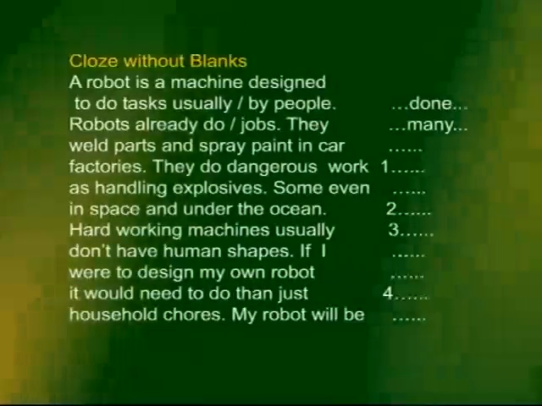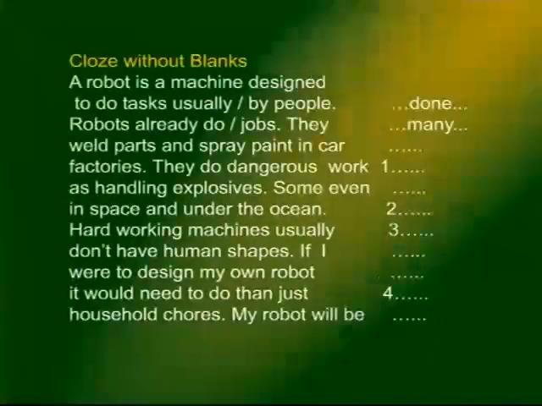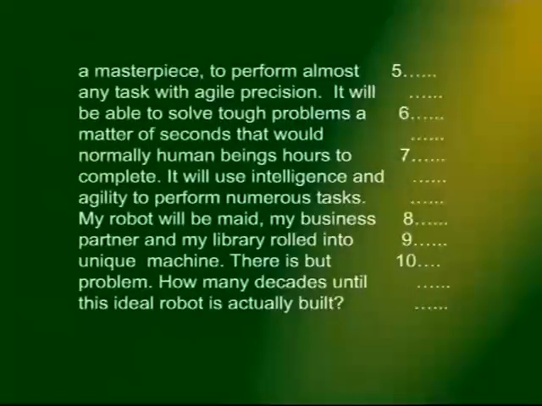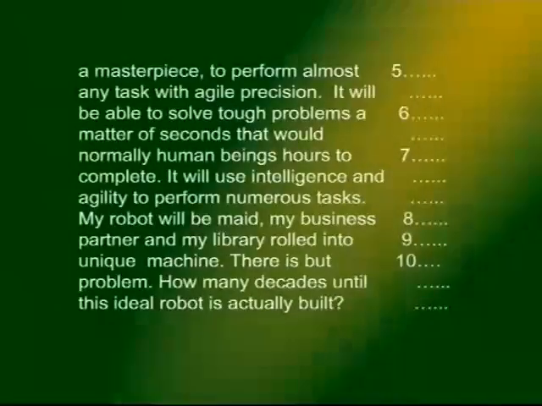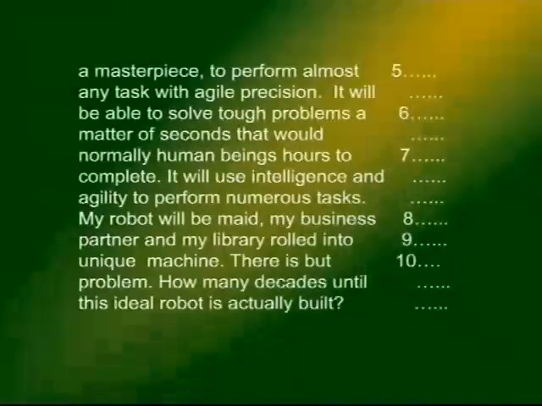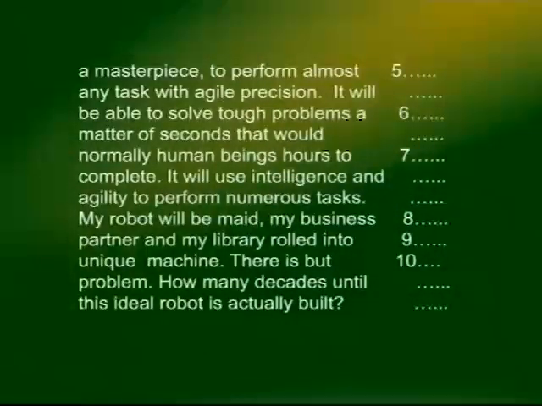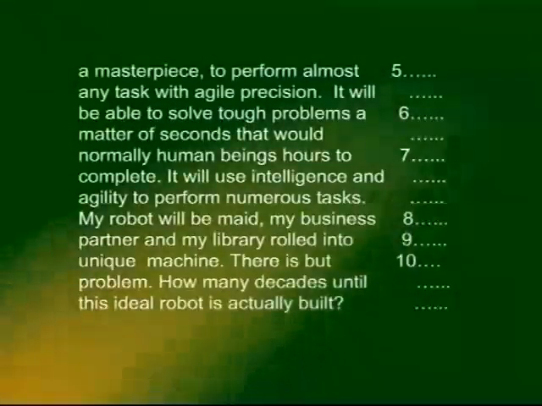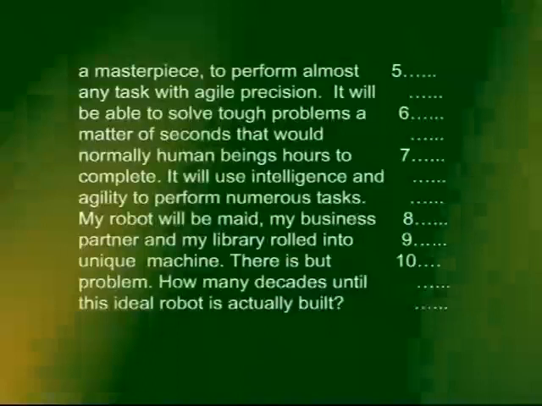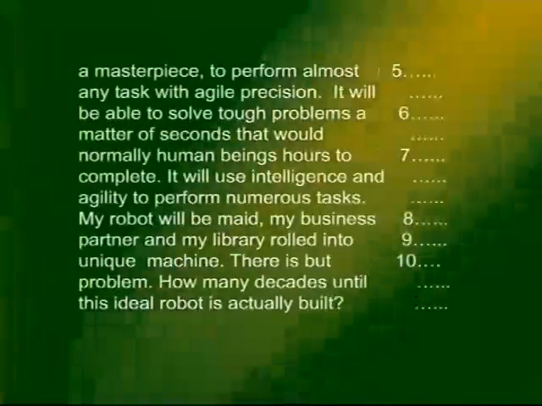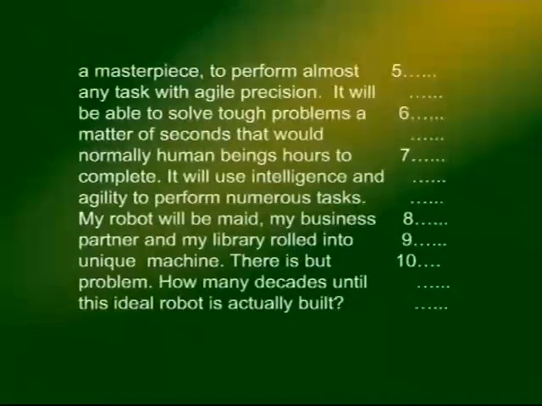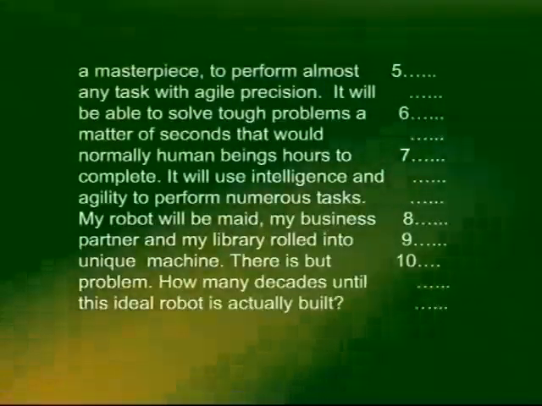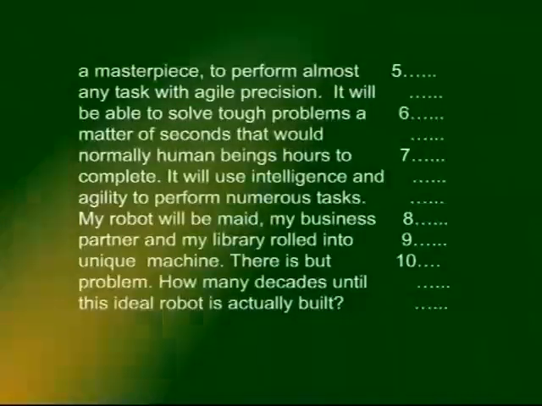In the same way, my robot will be a masterpiece to perform almost. Now there is something wrong with that sentence. My robot will be a masterpiece, and you put a slash between masterpiece and to. And the word would be able. My robot will be a masterpiece, able to perform almost any task with agile precision.